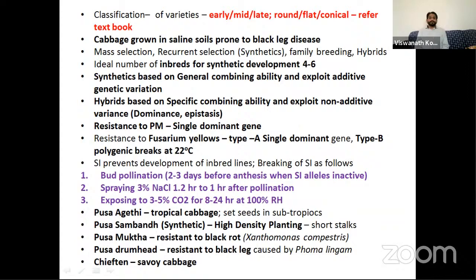And Pusa Mukta is resistant to black rot. Black rot is caused by the bacterium Xanthomonas campestris. The Pusa Drumhead variety is resistant to black leg, which is caused by a fungus. And there is a Savoy cabbage variety, Chief One.